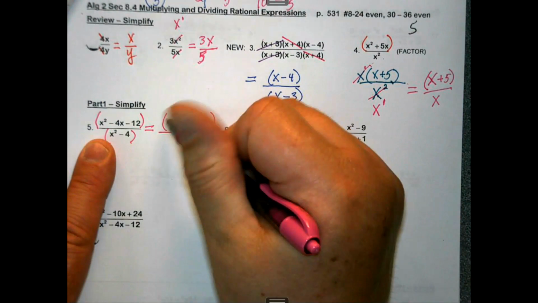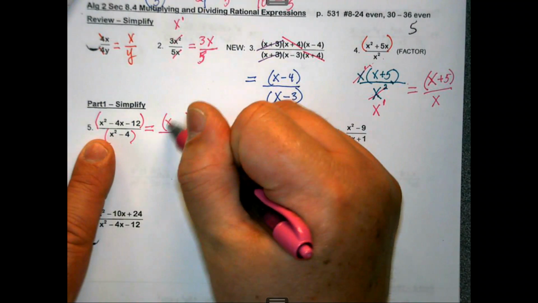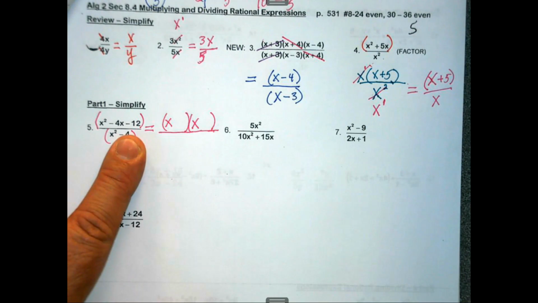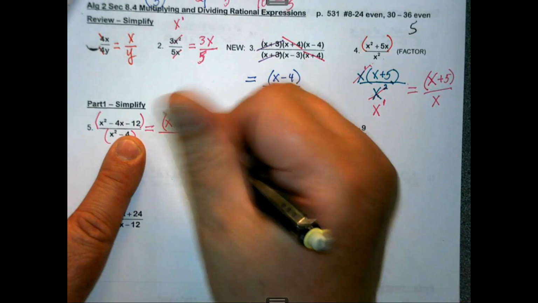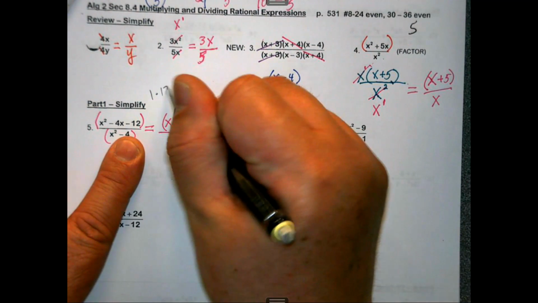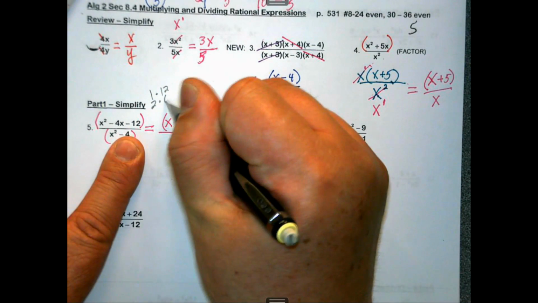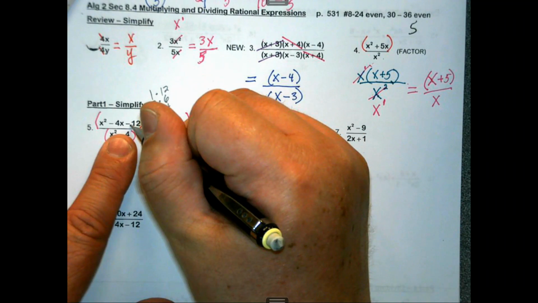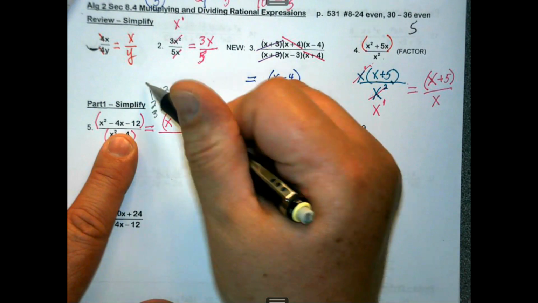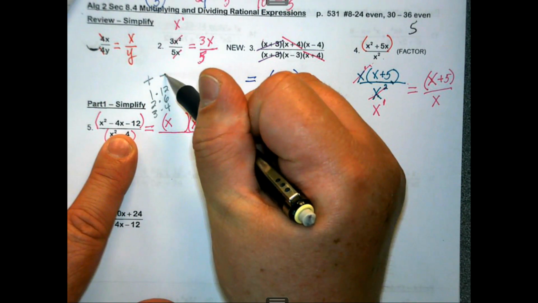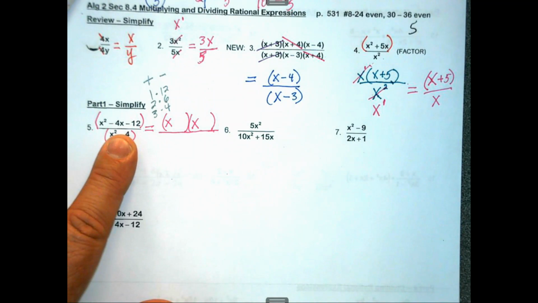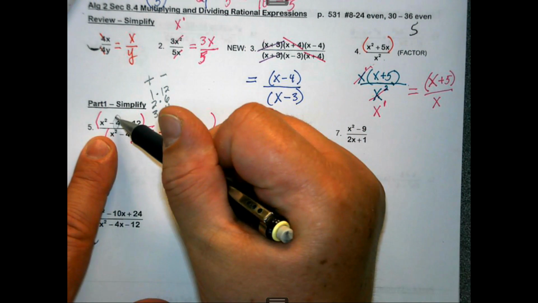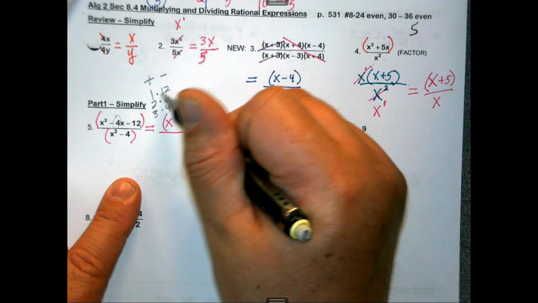Only one way to get x squared: x times x. Okay, I have a 12. Factors of 12: 1 times 12, 2 times 6, 3 times 4. So they have to multiply to a negative, so one's positive, one's negative, which means we're going to subtract the factors, right? We're going to subtract to get 4, so we're going to use 6 and 2.